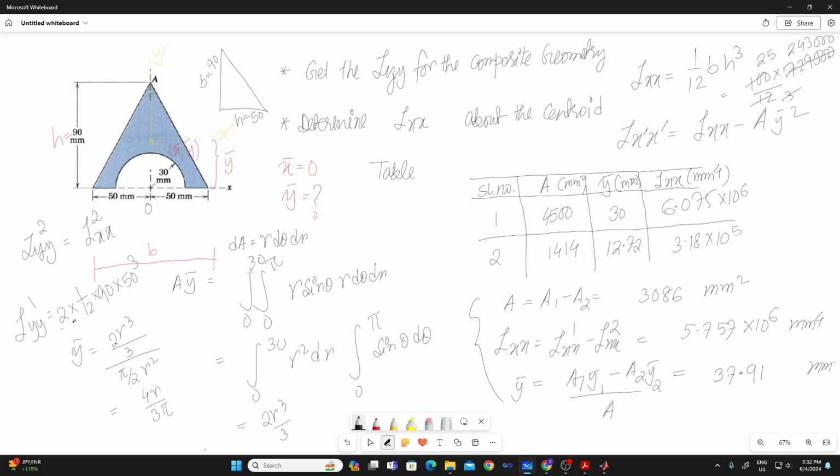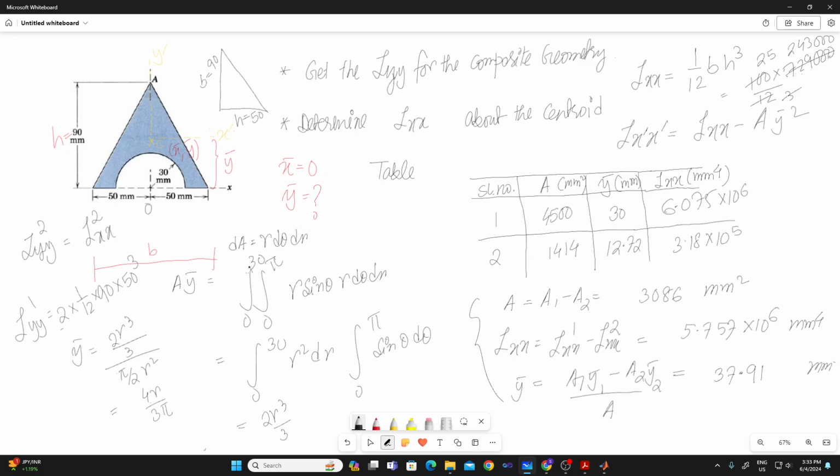Okay, so once I have the moment of inertia of the total triangle, and then the moment of inertia of the total semicircle, I can subtract those two and I'll get the moment of inertia for the shaded area. But of course, if you want to get it for the centroid, all those manipulations are there.